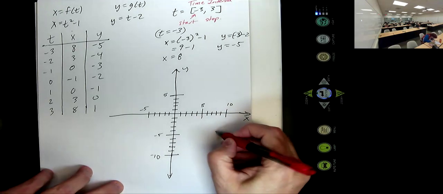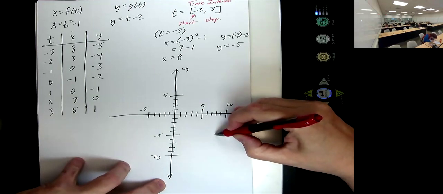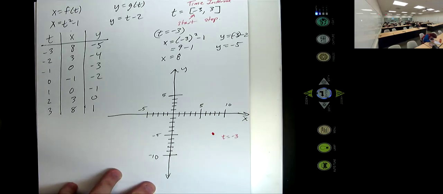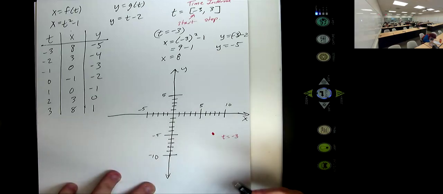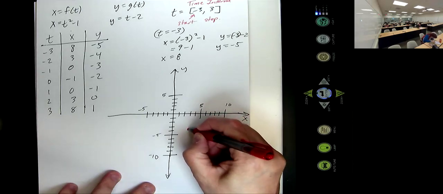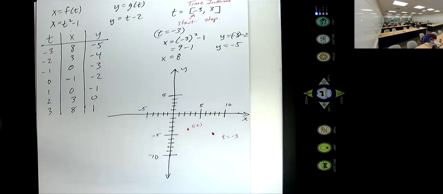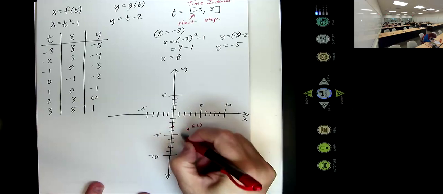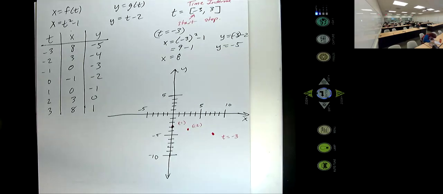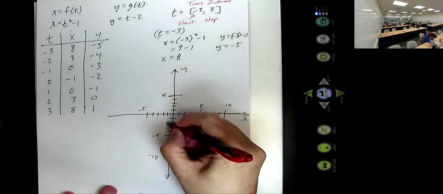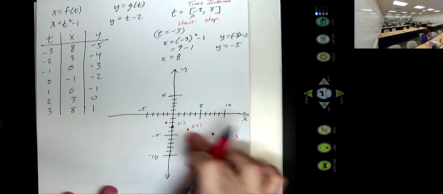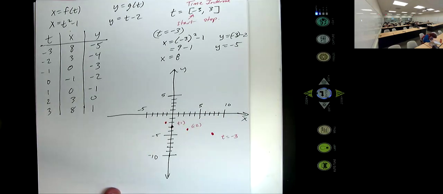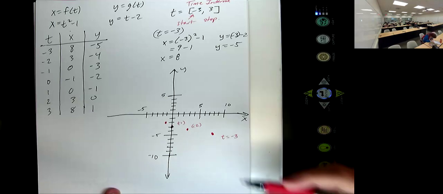Alright, when we were at 8, let's see if I can line this up right, -5 is right about there, 8, -5. And this was at timestamp t equals -3. When t is -2, we were at 3 and -4, so I'll put -2 there in parentheses. Then at -1 we were at 0 and -3, right here. At time equals 0, we were at -1 and -2. It looks like they were making bigger steps, but as we get closer to 0, the steps become smaller. And then we've got 0, -1.